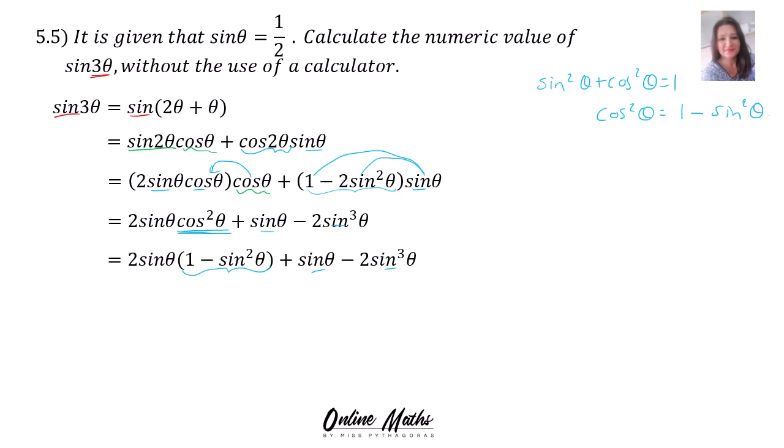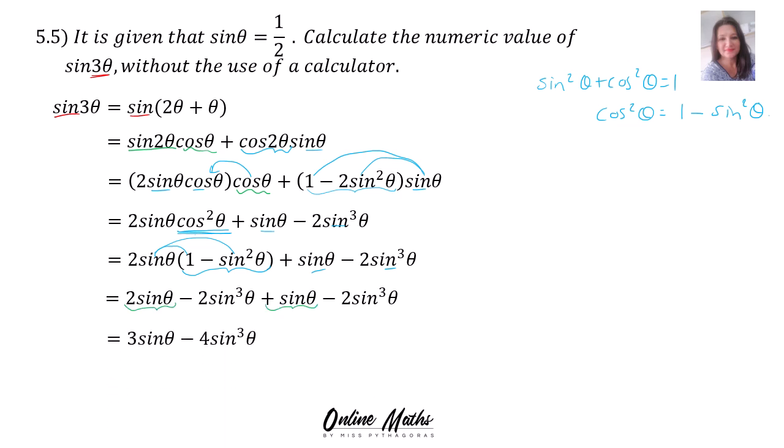There it is. Now in this step I'm going to multiply in this 2 sin theta, and I end with 2 sin theta minus 2 sin cubed theta plus sin theta minus 2 sin cubed theta, and then I add like terms. So there's a 2 sin theta plus a sin theta is 3 sin theta, and then minus 2 sin cubed theta minus another 2 sin cubed theta is minus 4 sin cubed theta.